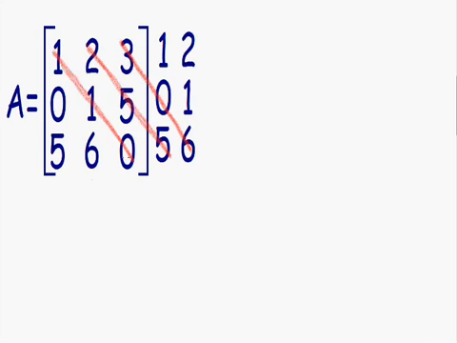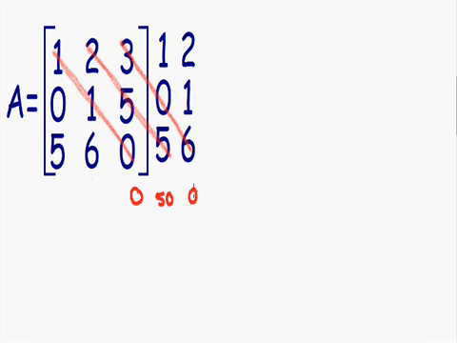In this first diagonal we have 1, 1, and 0, so I'm going to multiply all those numbers together. 1 times 1 is just 1. 1 times 0 is 0. And in the second diagonal we have 2 times 5, which is 10, and 10 times 5, which is 50. And in the third diagonal we have 3 times 0, which is 0. 0 times 6 is also 0.